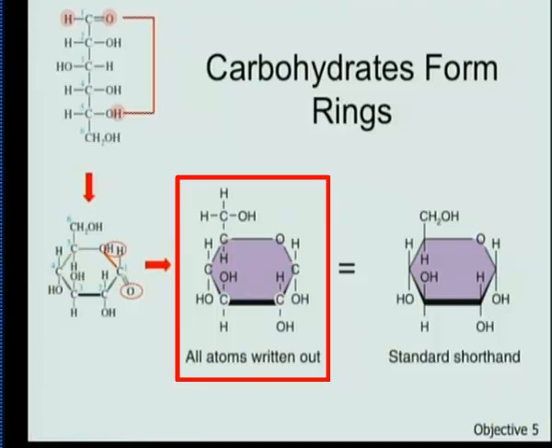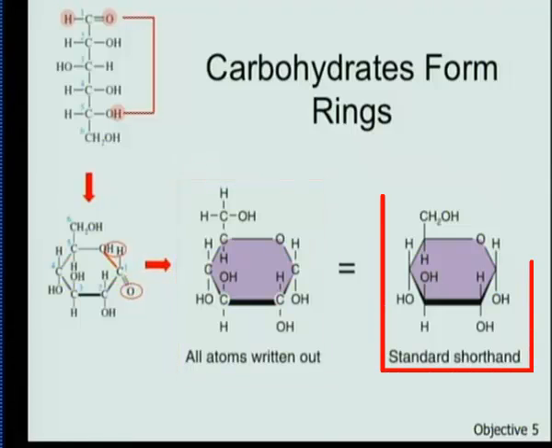We say, all right, we just want to write the C's, we just want to show the ring, and we want to only list those molecules that are really significant for us. And so we try to write kind of shorthand versions as much as possible.